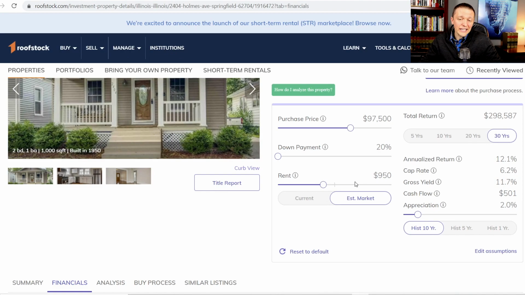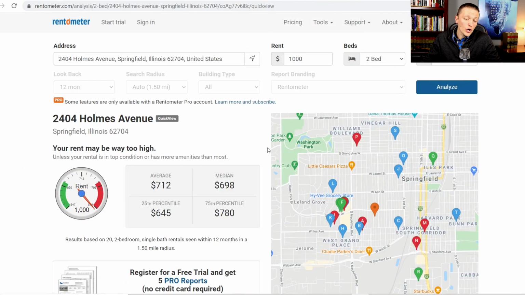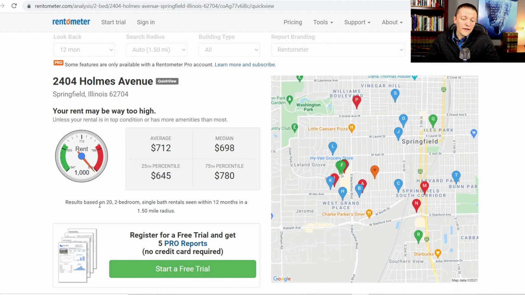And one of the ways I like to do that is by going to a site called Rentometer. And if you go to that site and you plug in the address, the rent, the bedrooms, and the bathrooms, what you see is that the average rent for this area, for this size property, is actually $712. And this is based on 20 recent listings of 2-bedroom, 1-bath rentals in the area in the last 12 months within a 1.5 mile radius.